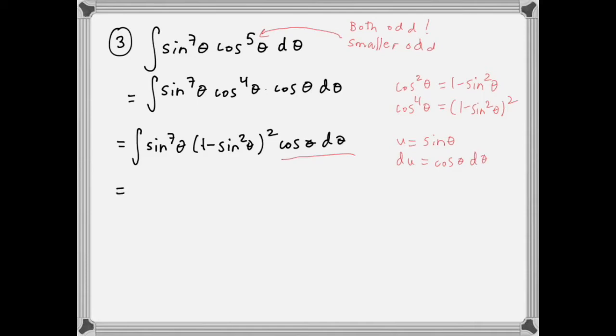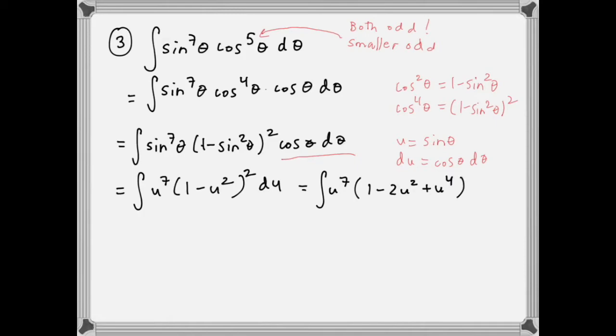So what do we end up with here? We get u to the 7th, and then 1 minus u squared, and then du. Now what? Well, you have to do the algebra now, but it's really not that hard, right? We want to square that first. So how do you square 1 minus u squared, right? It's going to be 1 minus 2u squared plus u to the 4th, and then du.